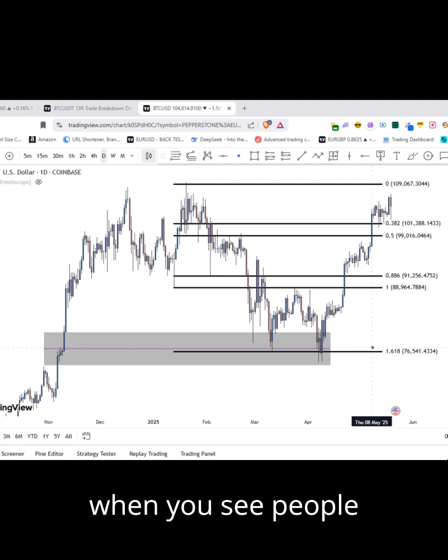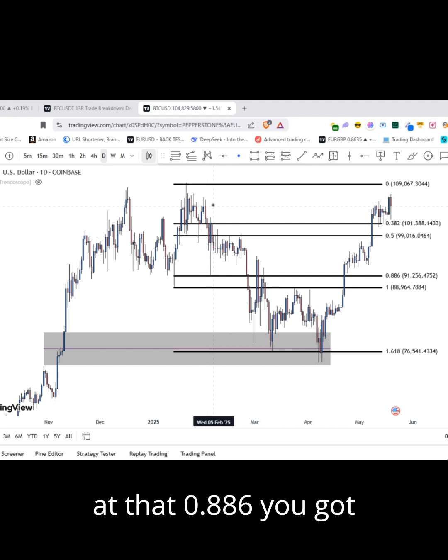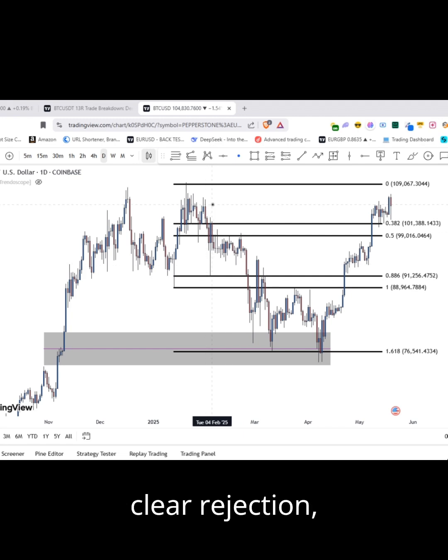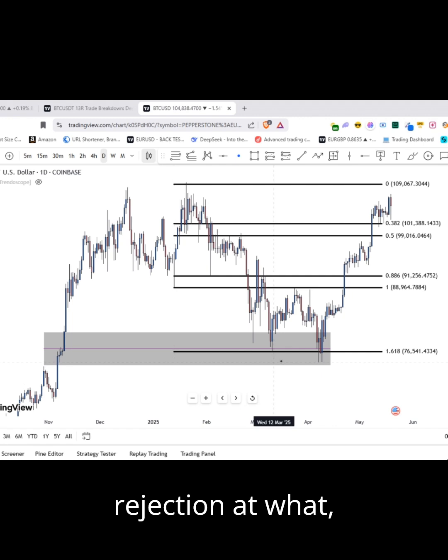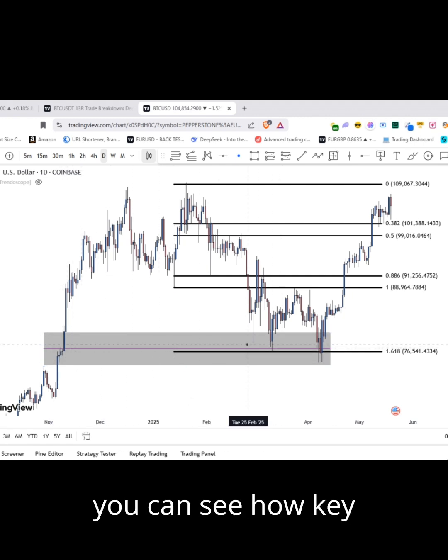So when you see people making this kind of profits on the chart, it's not gambling, it's not fake, it's knowledge. At that 0.886, we got that retracement. A clear rejection. Another clear rejection at what? This imbalance. And you can see how key level and harmonic patterns align with each other. It's like two friends that are inseparable. When you have a key level and then you have a harmonic pattern that aligns with that key level, it automatically becomes a high probability setup.